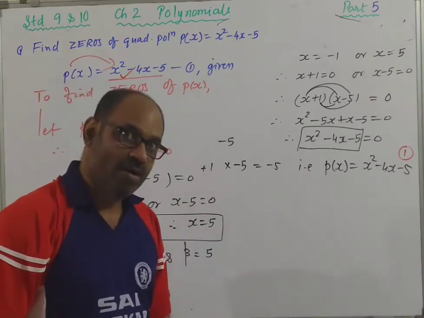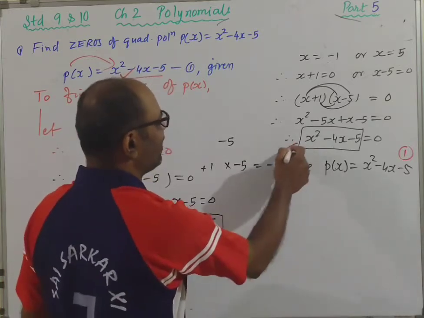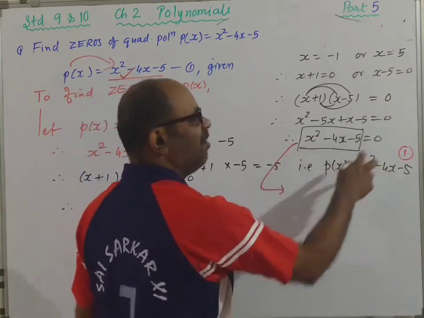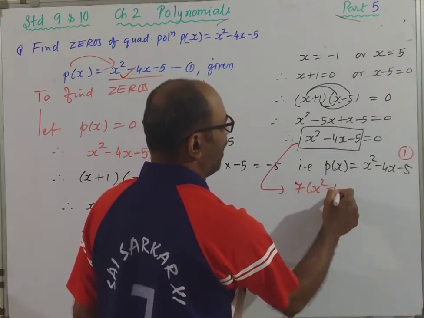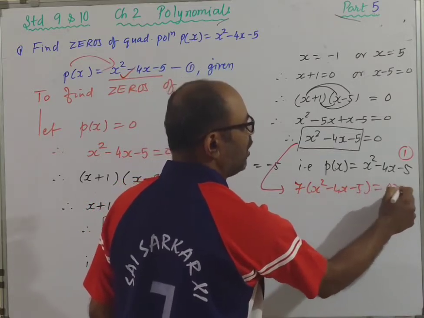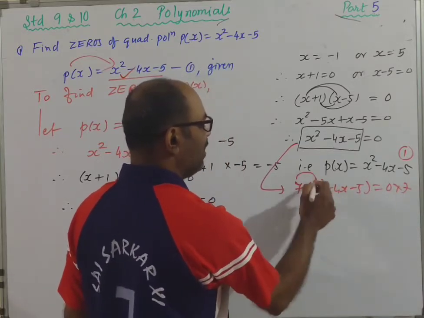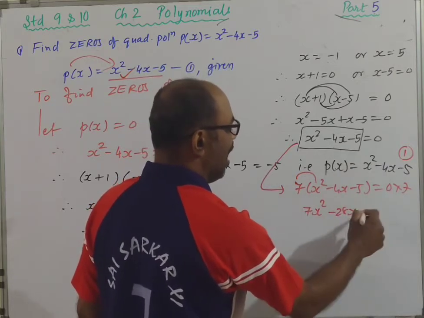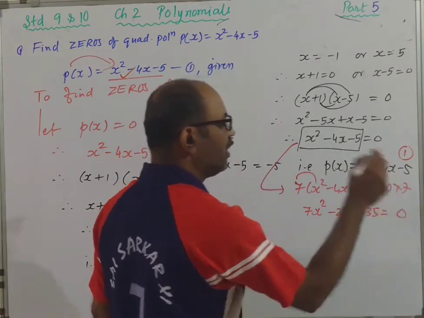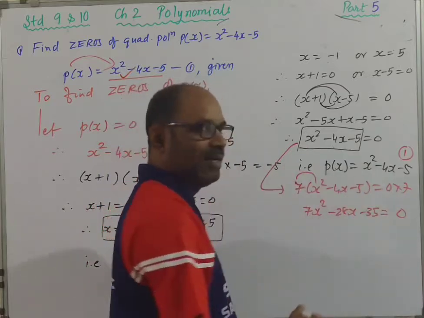But can we have more? Yes, from this stage we can go ahead. Multiply 7 on both sides. So 7 into x square minus 4x minus 5 is equal to 0 into 7. So that is 7x square minus 28x minus 35. This is 0 only, 0 into 7 is 0 only.